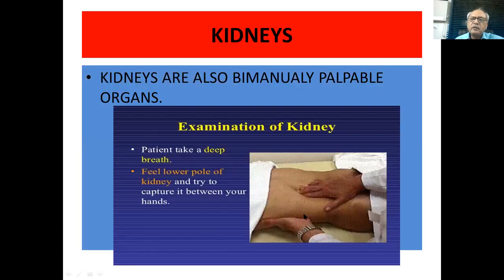After palpating the spleen, you palpate the kidneys bimanually, as you can see, and note the position of the upper palm of the right hand and the lower palm of the left hand. This is how we palpate the kidney bimanually. Remember that every patient has two kidneys, and you must palpate the kidneys bimanually, bilaterally.